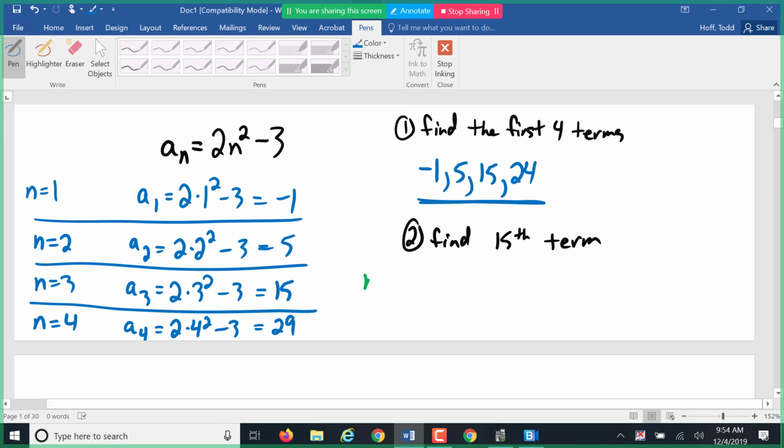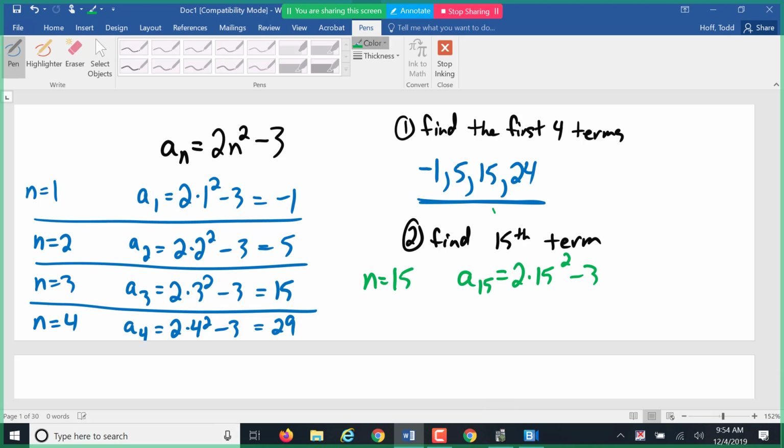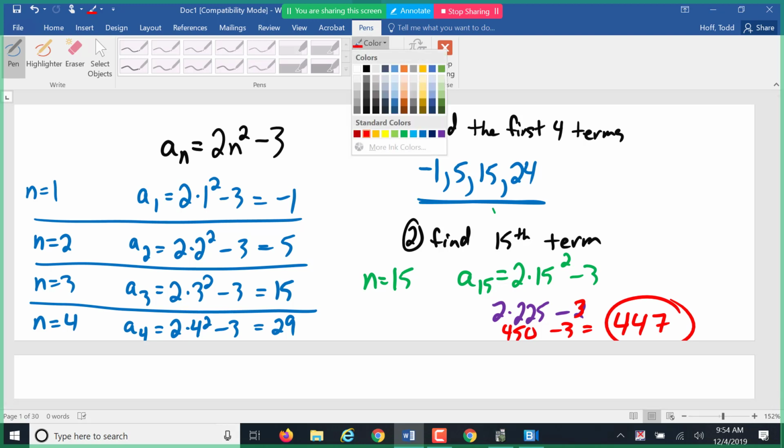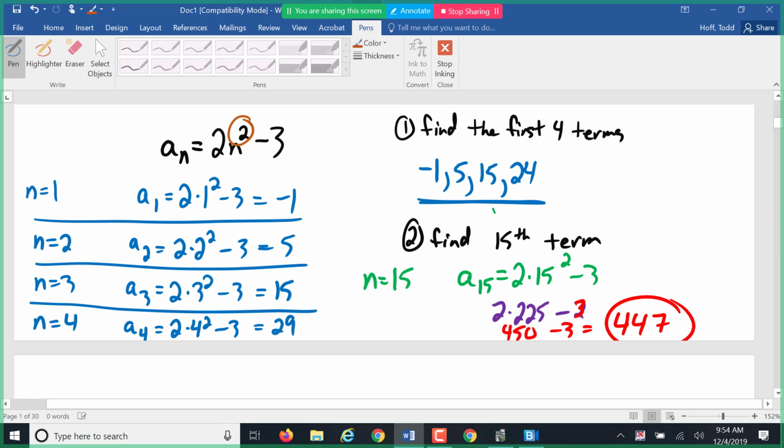The 15th term, for n equals 15, well, a_15 is going to be 2 times 15 squared minus 3. Going to have to write this one out. 15 squared is 225. 2 times 225 is 450. Minus 3 is 447. So the 15th term is 447. Notice those terms get large quickly. That's because there's a power on that index of the sequence, so that makes it get larger rather quickly.